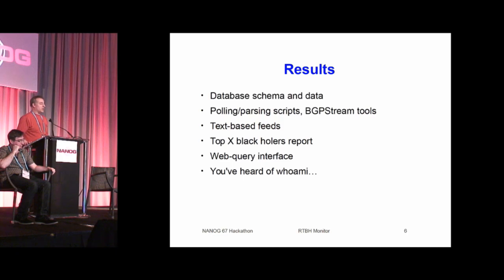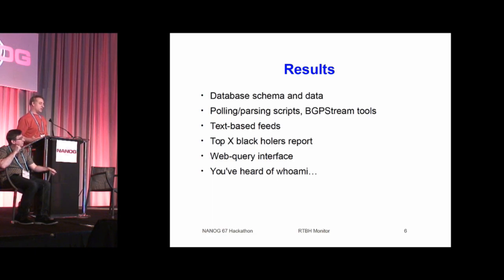So once we started collecting that, we started putting it into a database. We built a simple schema that had a tag of where this data came from, whether it came from DE-CIX or Level 3 or whoever, the timestamp, the origin AS, and the actual prefix that was announced as a black hole. And then we could do things with that data.